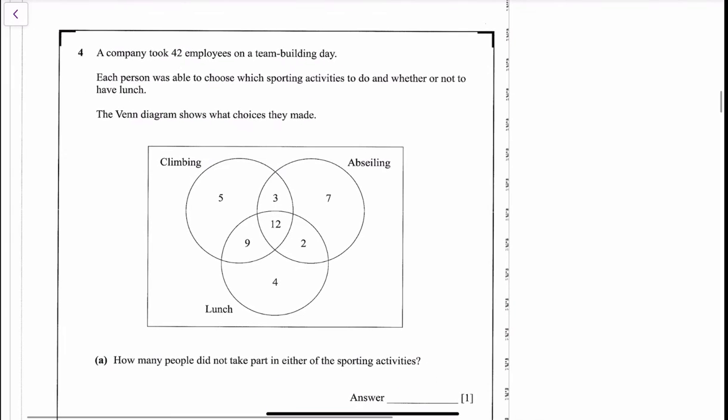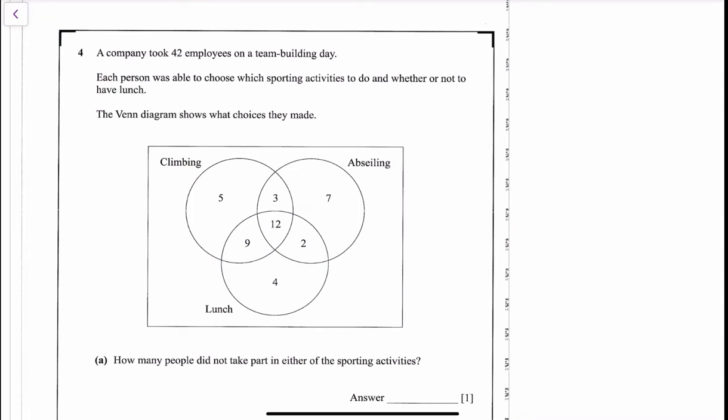Next question, we have got a Venn diagram. It says a company took 42 employees on a team building day. Each person was able to choose which sporting activities to do and whether or not to have lunch. So you can see all of these people in here go climbing. All of these people in here go abseiling. And all of these people here have lunch.